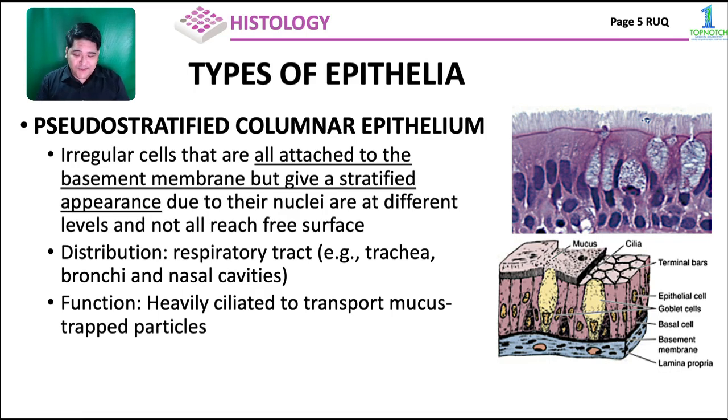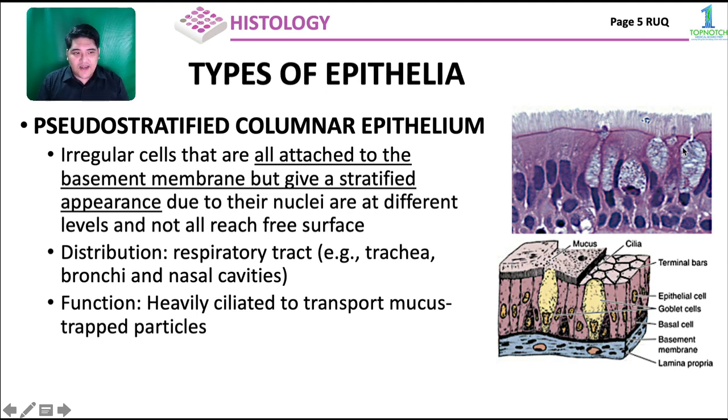Now, this is also important. Your pseudostratified columnar epithelium. These are irregular cells that are all attached to the basement membrane. Kung makikita nyo itong image na to, mukha siyang stratified, no? Patong-patong. Pero in reality, hindi lang pantay-pantay yung mga nucleus natin. And there are other structures here like your goblet cells. Kaya nagmumukha siyang patong-patong. Kaya siya tinawag na pseudostratified.